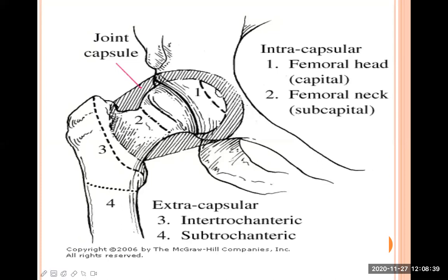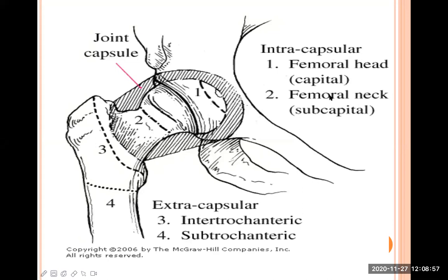Now distally, see there, this area is the joint capsule. See where it is attached, right at the intertrochanteric line, and proximally near the intertrochanteric crest. So these are the different fractures here: intracapsular fracture and extracapsular fracture.